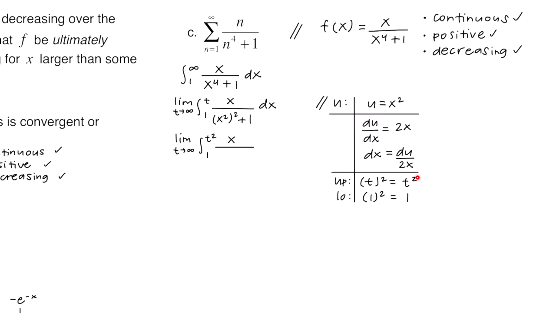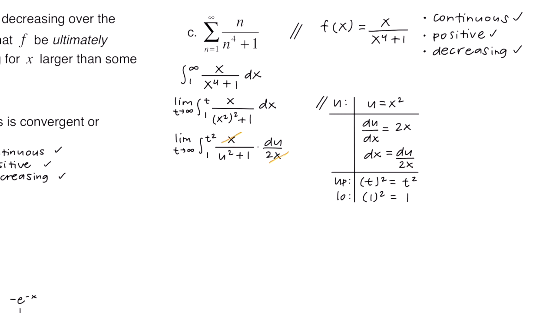So I took the converted upper and lower limits and plugged them in, so we have t squared and 1. I'm dropping down this x. Instead of x squared, we're going to put u, so that makes u squared and then plus 1. And finally, in place of dx, we're going to put du over 2x. So it works out great because this is the rigged part of the problem, so that cancels with the derivative, this x right here.